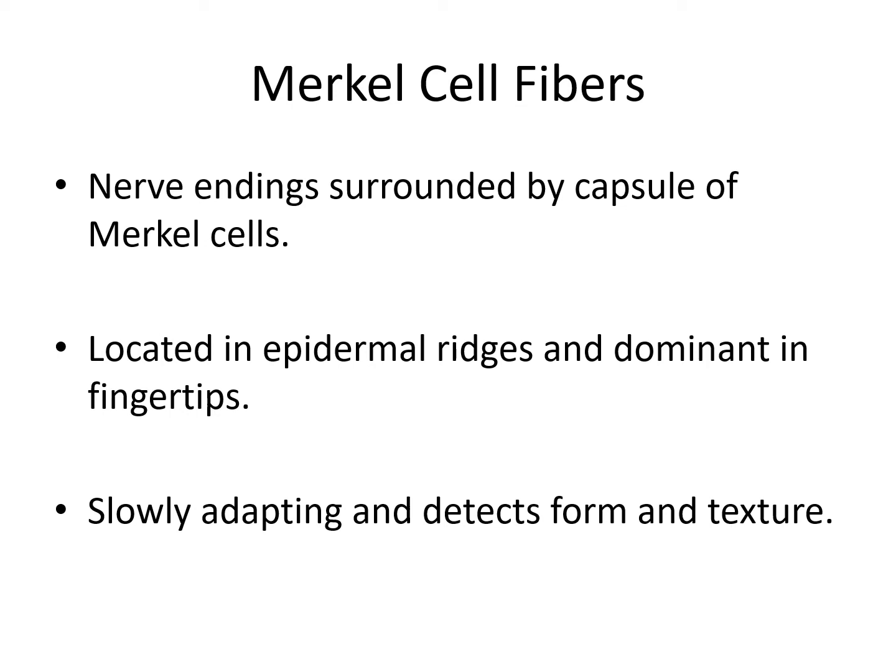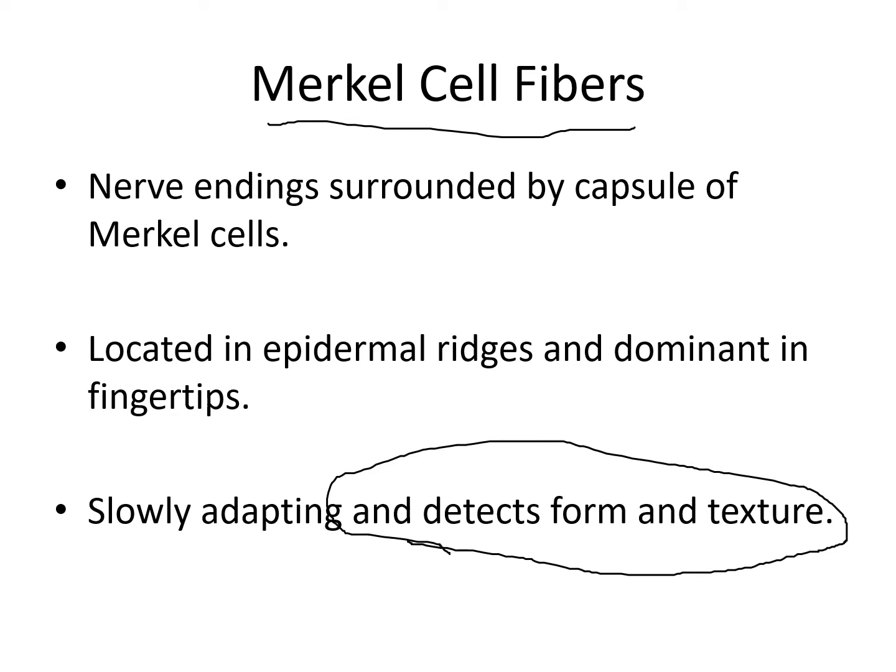So for example, if you've worn a hat before, at first, the hat is stimulating the receptors, and you know you're wearing the hat. But after a while, the receptors will adapt, and you don't realize the hat is on your head anymore. These slowly adapting receptors, called Merkel cell fibers, are important for detecting form and texture. So in other words, we can tell things are flat, round, rough, or smooth, and these are important because they're on our fingertips.